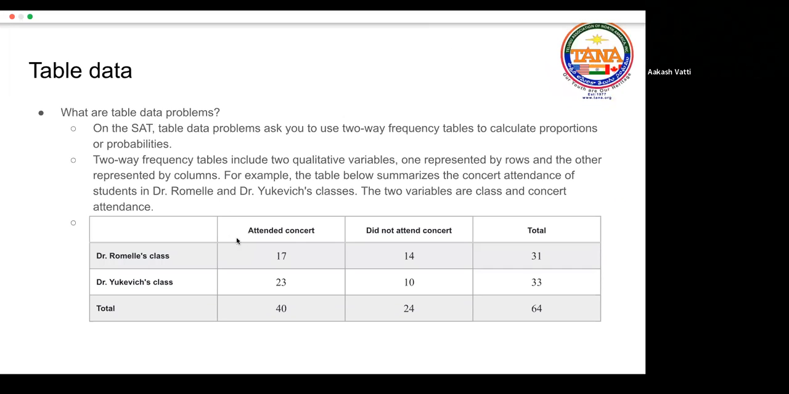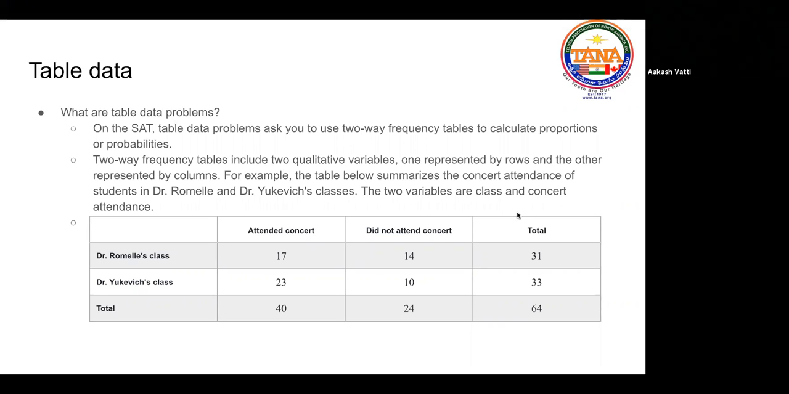So table data. What are table data problems on the SAT? On the SAT, table data problems ask you to use two-way frequency tables to calculate proportions or probabilities. Two-way frequency tables include two qualitative variables, one represented by the rows and the other by columns. For example, the table below summarizes the concert attendance of students in Dr. Rommel and Dr. Yukovic's classes. The two variables are class and concert attendance.